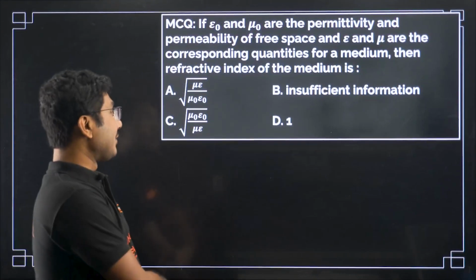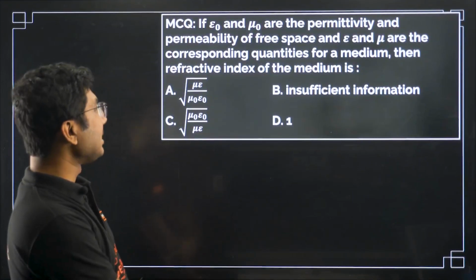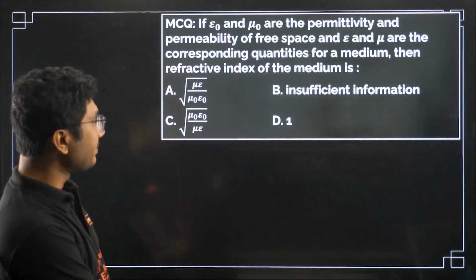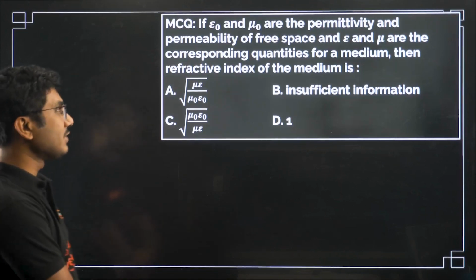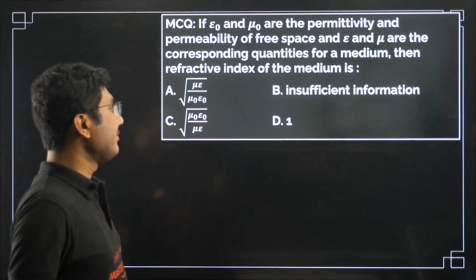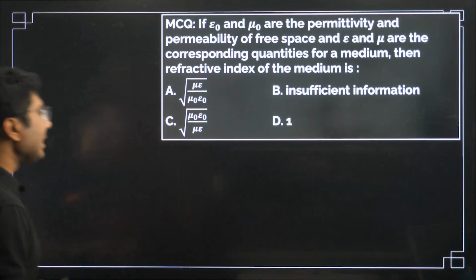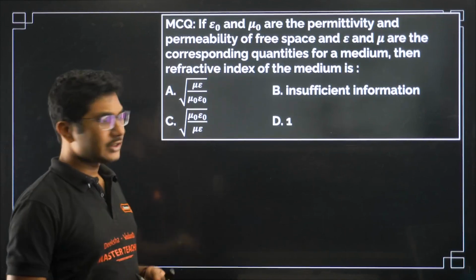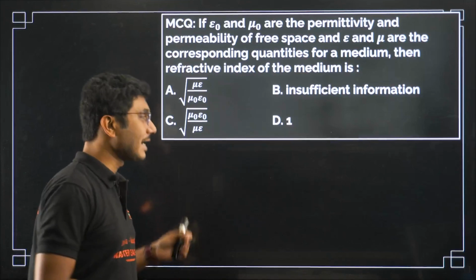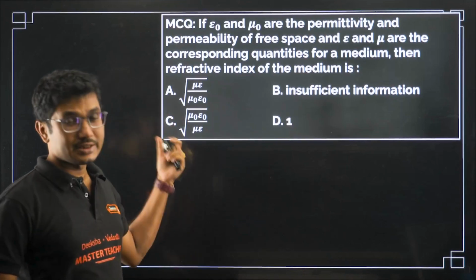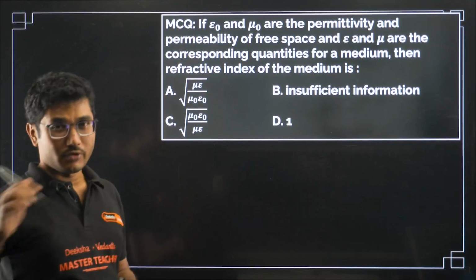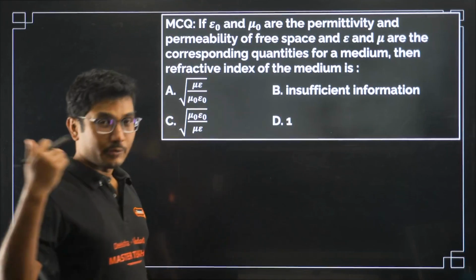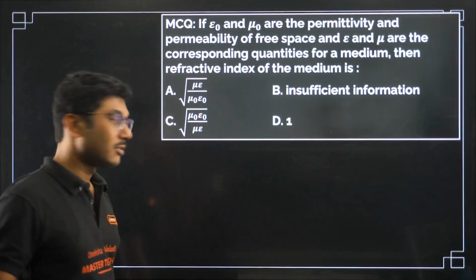If epsilon naught and mu naught are the permittivity and permeability of free space, and mu and epsilon are the corresponding quantities for a medium, then the refractive index of the medium is? Now this is a slightly higher level question, in the sense that the concepts involved have not yet been taught, but there is a formula that you need to know. In the electromagnetic wave chapter we will discuss that formula.